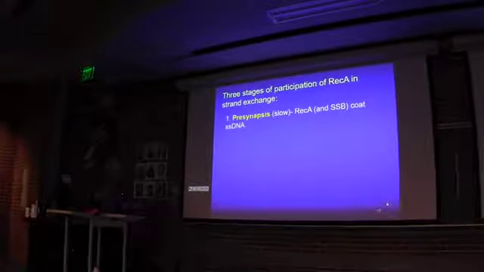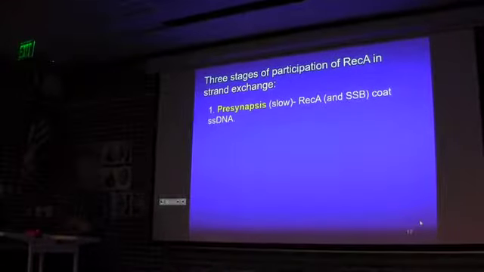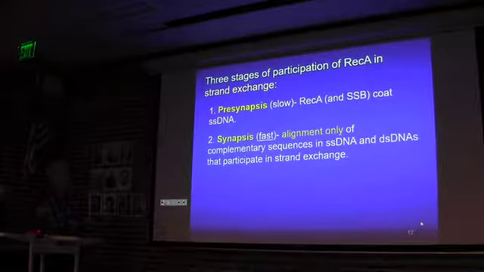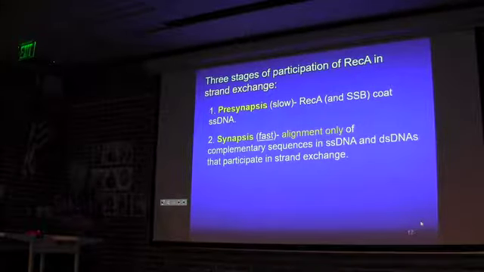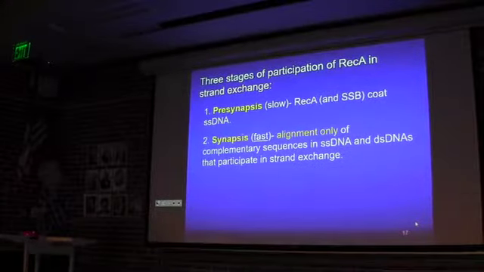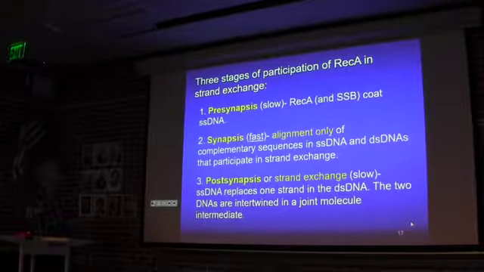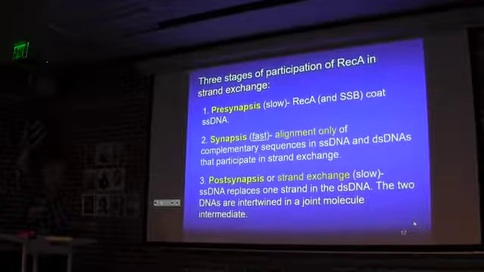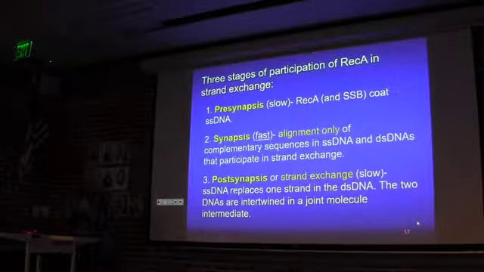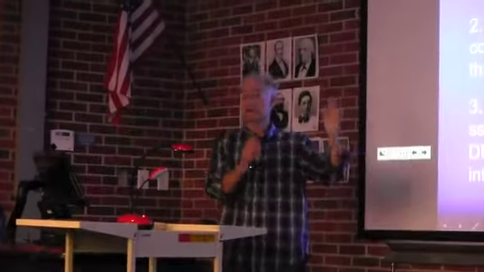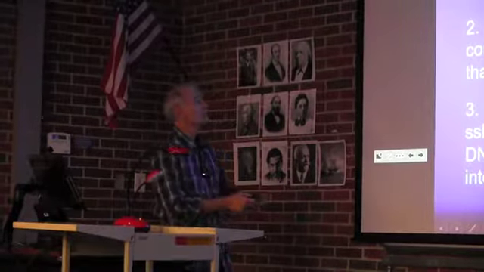Stages. I always ask you which is the fast stage. Presynapsis is slow. Synapsis is the fast one. Once you get it aligned, it just zippers up. You get formation of the plectonemic complex. And then postsynapsis strand exchange is slow. This is where you have to actually say goodbye to the old strand and embrace the new. So synapsis is fast: slow, fast, slow.